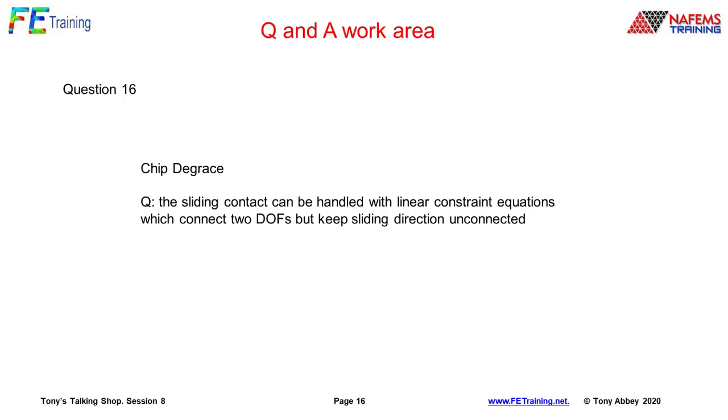Chip makes a comment: sliding contact can be handled with linear constraint equations which connect 2 degrees of freedom. Yes, that's a good point. If anything's sliding over each other, we can either have that as a contact relationship, which is linear, or we can just say it's simply a linear dependence. So sliding surfaces can be set up as constraint equations, as long as the relative motion is not too big. So that's, again, a very good point there.